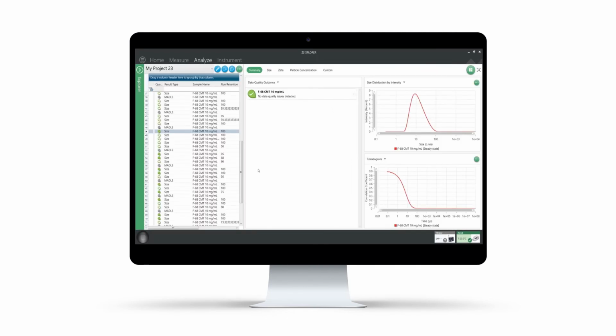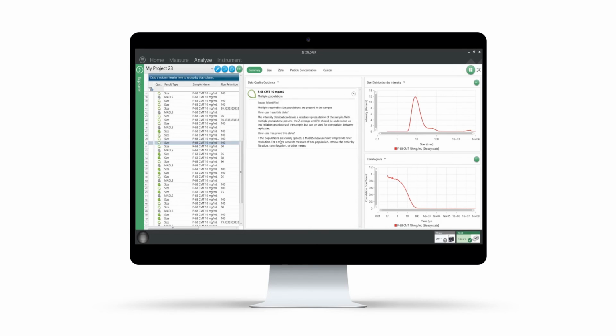The ZS Explorer software also employs an artificial intelligence-led approach to data quality assessment, which helps you get the best possible results from your sample. It subtly brings your attention to any potential measurement issues and provides clear guidance on how they might be improved.